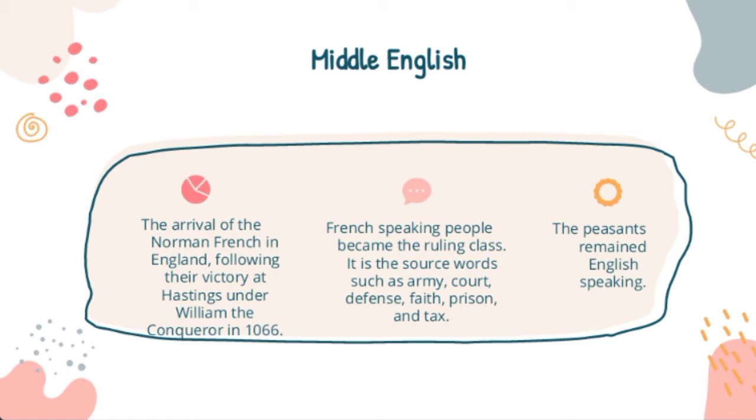But because the French-speaking invaders were the ruling class, the language of the peasants remained English. The difference of class could be clearly seen in their diction. For example, the peasants who worked on the land used words from their Old English, such as sheep, cows, and swine, while the upper classes talked about mutton, beef, and pork, which are words of French origin.